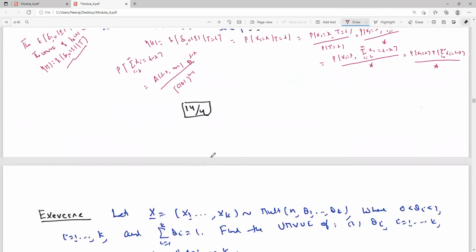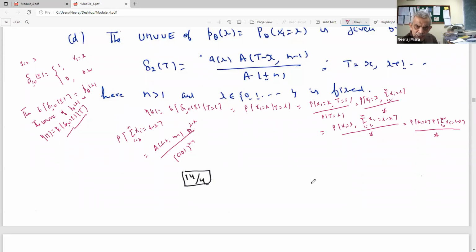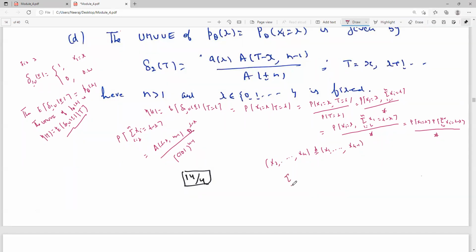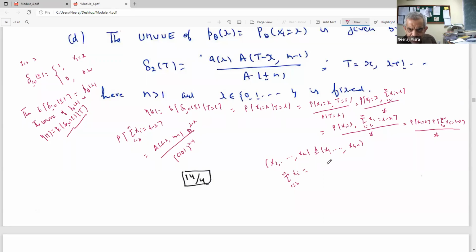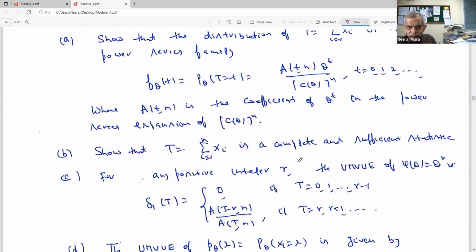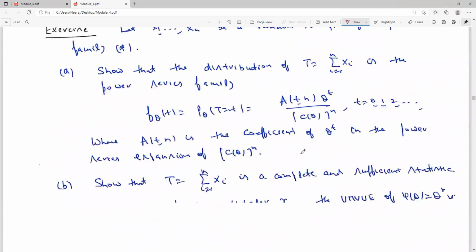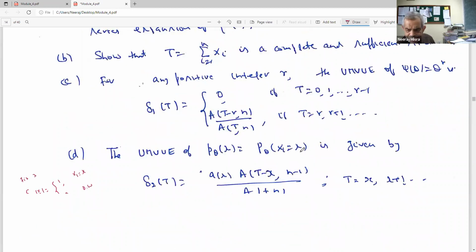Okay. Because you see, x2 to xn, first of all, note that x2 to xn has the same distribution as x1 to xn minus 1. Is that okay or not? Because they are iid. Yes, sir. So that means if you sum them, summation i equal to 2 to n xi would have the same distribution as summation i equal to 1 to n minus 1 xi, right? The only difference between this and t is that in place of n, you have n minus 1. That's all. Okay, I hope it clarifies your doubt. Yes, we're convinced. Okay. Anything else anybody has?